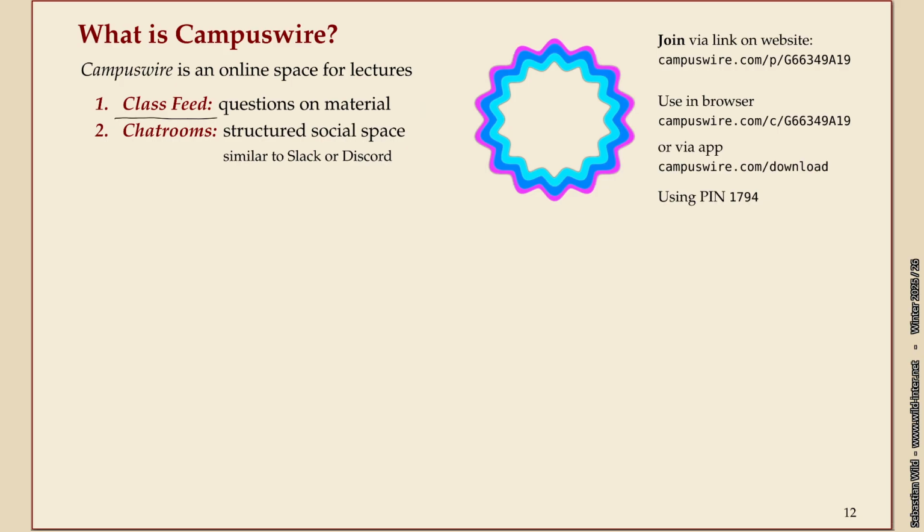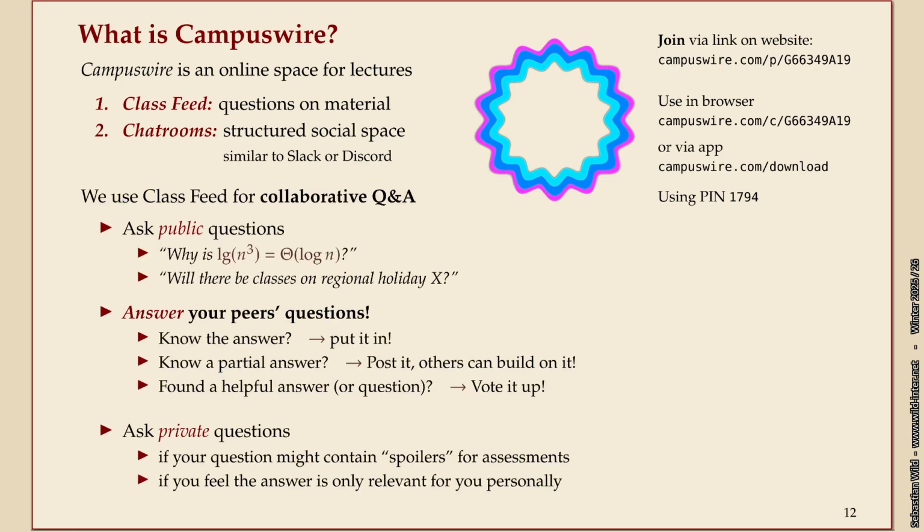And you can also ask questions from your side. And again, you can do this anonymously or with your name. So specifically, the class feed is a collaborative Q&A. I want you all to also answer other people's questions. And you can ask a question in public or in private. The default should be to ask in public, unless you think it kind of spoils some assessment or is something that's really just relevant for yourself, then you can ask a private question there, that's fine. But this is essentially like sending me a private email, except that also the tutors can answer. So it's often faster.